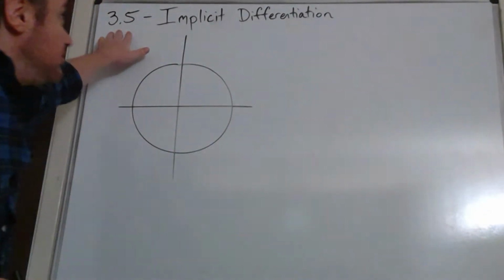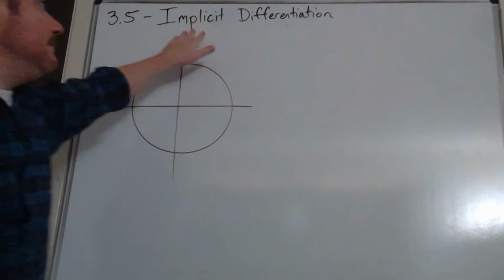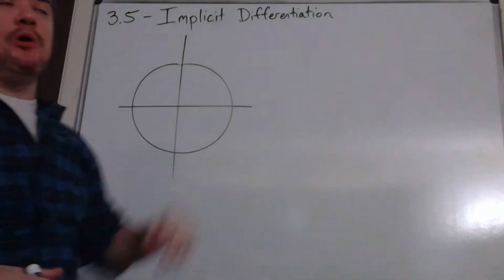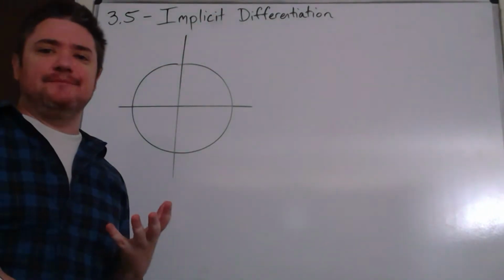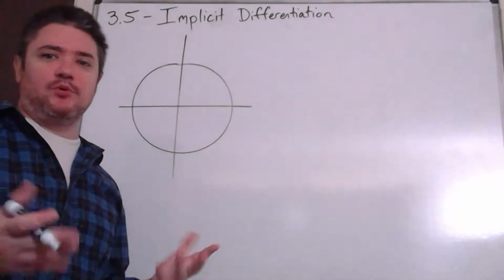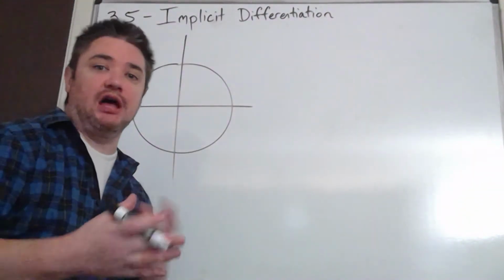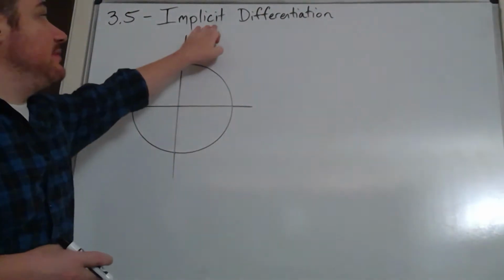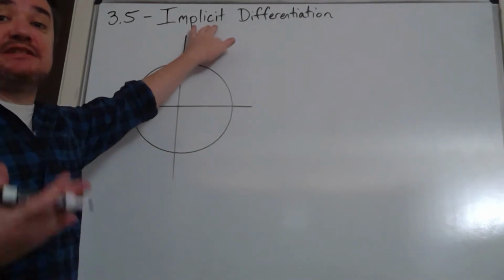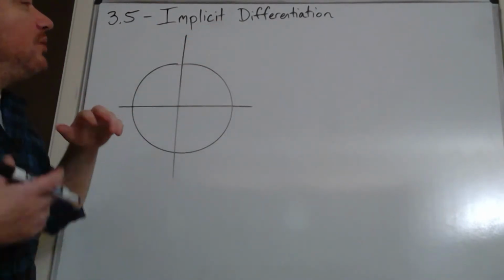All right, folks. Section 3.5 in the text is called implicit differentiation. The word implicit is a form of the word implied, or you could say the word implied is related to implicit, and the opposite of implicit is explicit. Okay, so what does that mean?